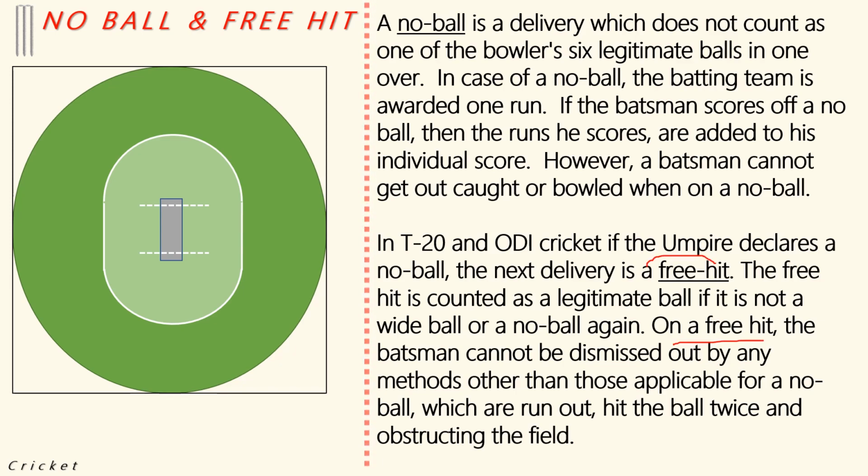On the free hit, the batsman cannot be dismissed by any method other than those applicable for a no ball, which are run out, hit the ball twice and obstructing the field. So basically, a batsman cannot get out on a no ball or on a free hit, except he can be out as run out, hitting the ball twice and obstructing the field.